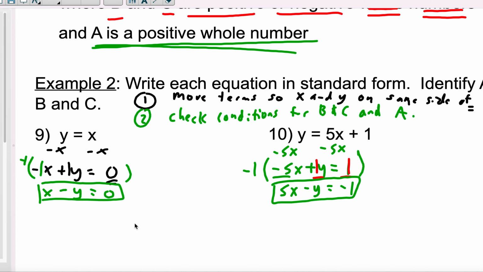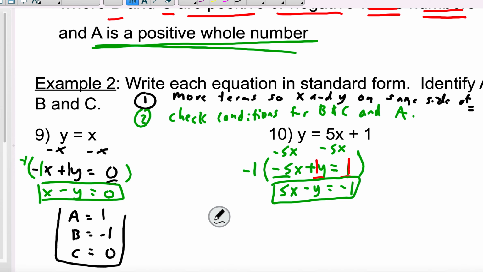And then I skipped the easy one. It says what is A and what is B and what is C. So let's do that. A is what's in front of X. So A there is 1. B is what's in front of Y, which is a -1. And what's C is 0.